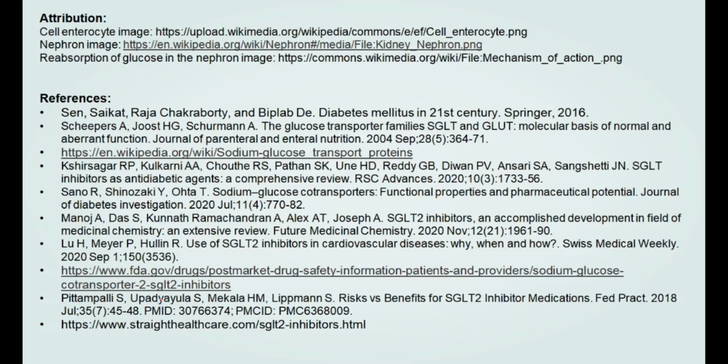So these are the attribution and references. We have tried to discuss SGLT2 inhibitors in light of the current literature and current research going on.